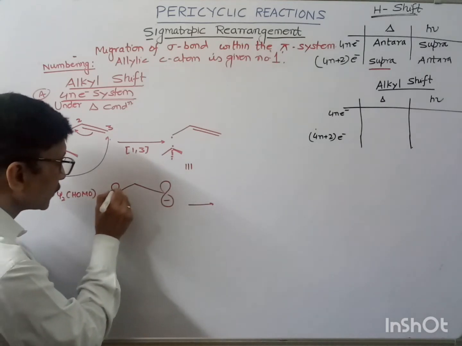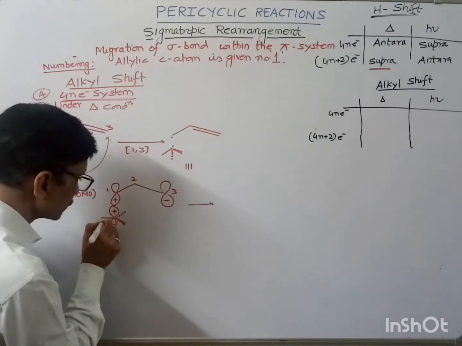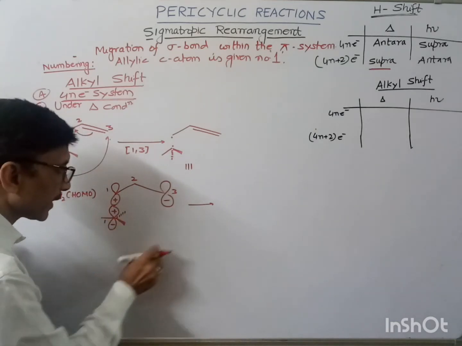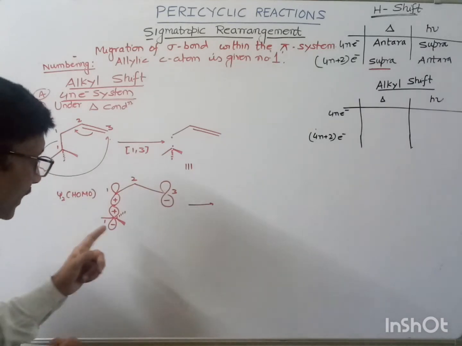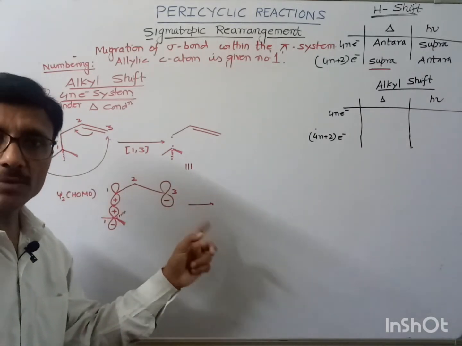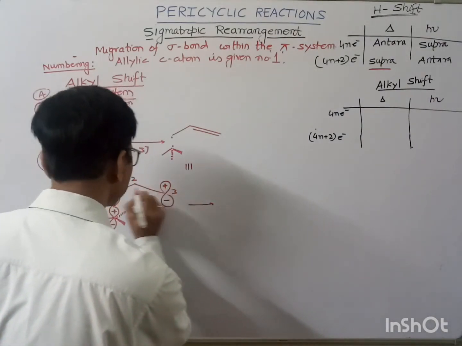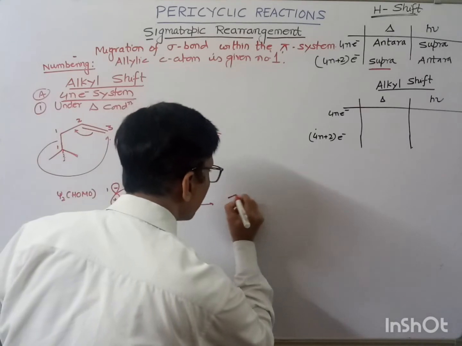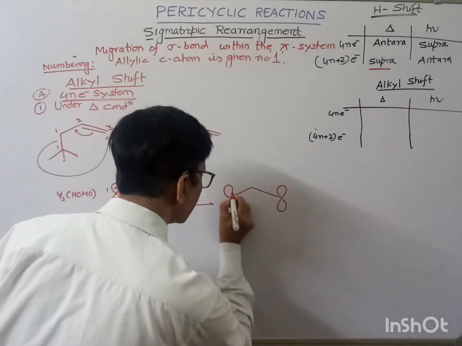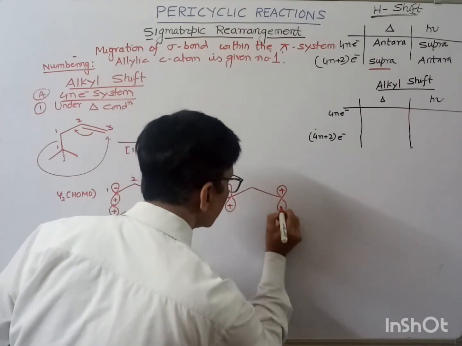So if this is first carbon, this is second, and this is third, and this is also first carbon. So this bond will break and it migrates to this one. So for migration, no doubt either plus plus will form a bond or minus minus will form a bond. So if it migrates, this is plus and this is minus. If it migrates, then after migration, I should show the formation of bond only.